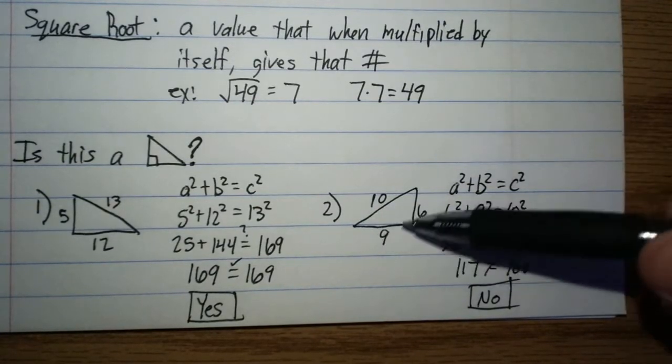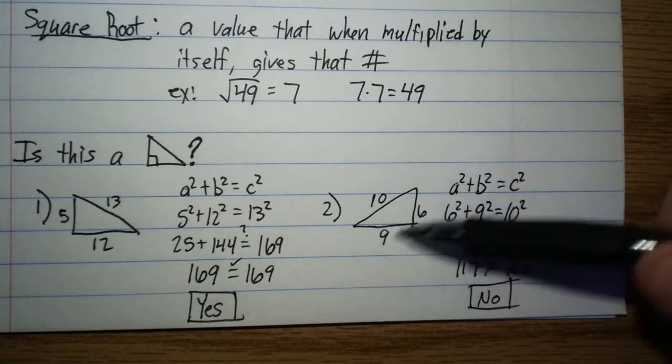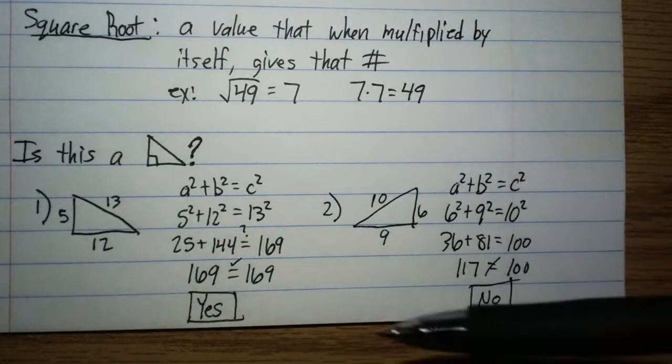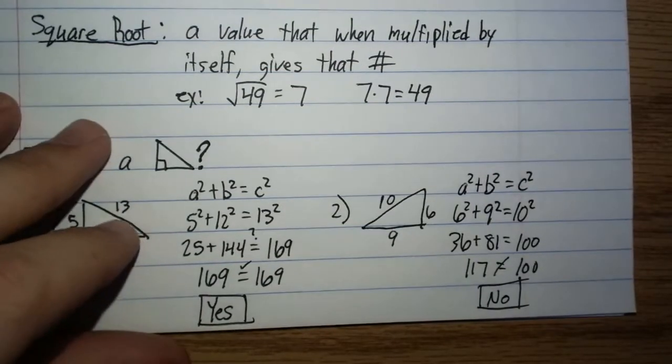Even though this looks like it might be a right triangle, this would not make a right triangle. Because that is the first way they can ask you about the Pythagorean theorem, is figuring out if side lengths create a right triangle or not.